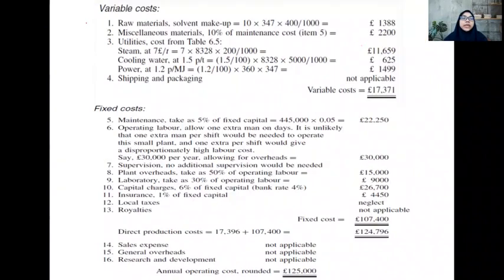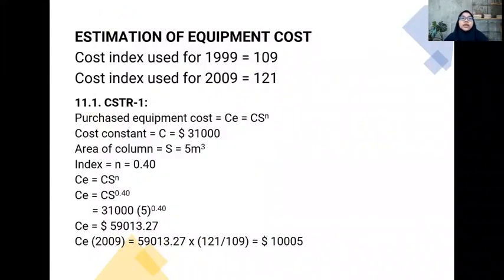Okay, in this example, it also estimates the product cost, which consists of the variable cost and fixed cost, to give us the direct production cost. Okay, you may refer to the detailed information here. And then finally, we can determine the annual operating cost from the addition of the total variable and fixed cost. Okay, let's take a look at another example.